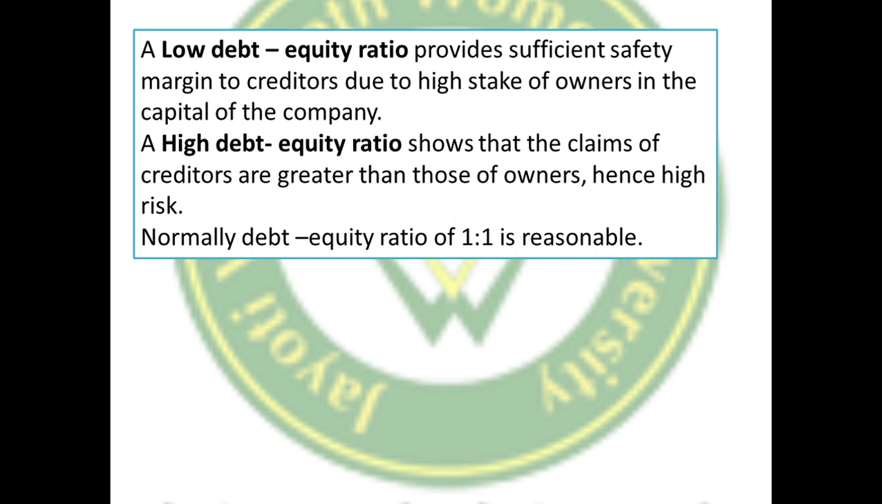But when the debt equity ratio is high, it shows that the claims of creditors are greater than the owners'. So basically it means the situation is risky. Normally, the ideal debt equity ratio is 1:1.